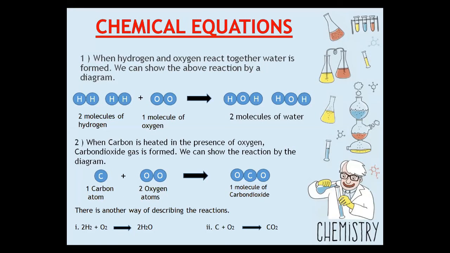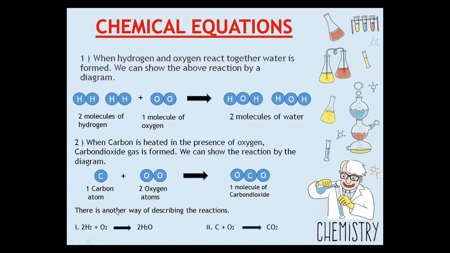In the second example, when carbon is heated in the presence of oxygen, this is which type of reaction? This is combustion reaction. When the carbon is heated in the presence of oxygen, carbon dioxide gas is formed, and we can show the reaction by the diagram. C plus O, O, CO2. One carbon atom reacts with two oxygen atoms. The product is one molecule of carbon dioxide. This one is the diagram, and this is the sentence form.